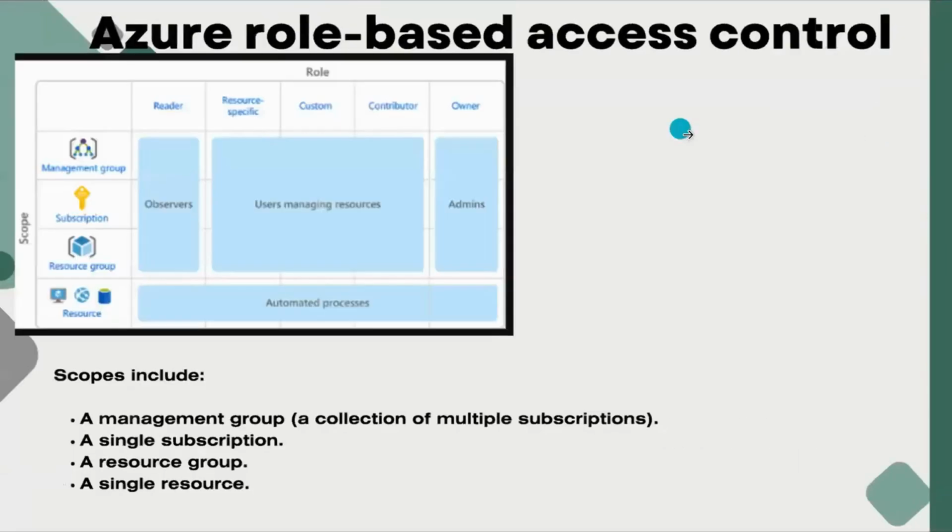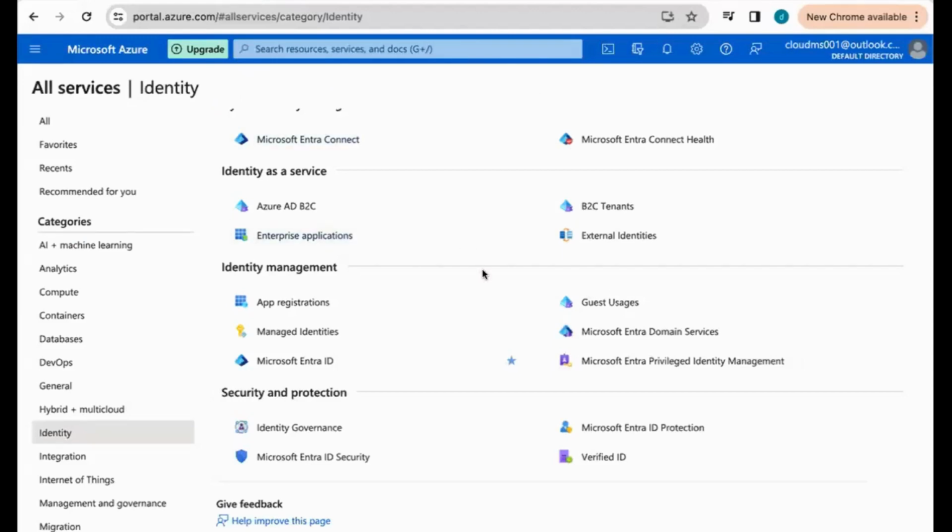Okay, next we have to discuss a little bit about Azure role-based access control, RBAC. RBAC is very important. Role-based means that based on what role you have and who you are, you get access to particular infrastructure, networks, resources, and services. In the cloud, role-based access control manages everything. It includes a management group, a collection of multiple subscriptions, a single subscription, a resource group, and a single resource.